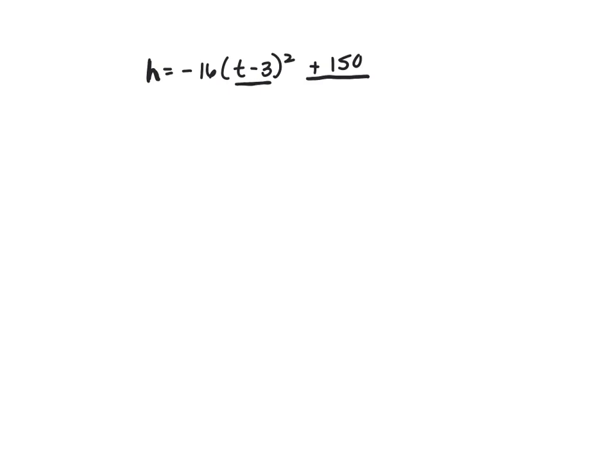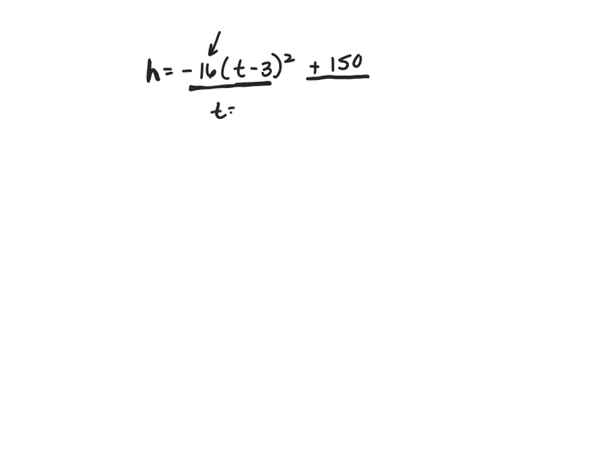Now, any number other than 3, let's say 4. 4 minus 3 is 1, 1 squared is 1, but you're multiplying it by negative 16. This term is always going to be negative, and that means you would be subtracting that from 150, so you wouldn't be at a maximum for your height. So it would be nice if we could add to 150 to think about a maximum, but we can't do that because of this negative 16, you're always going to be subtracting.